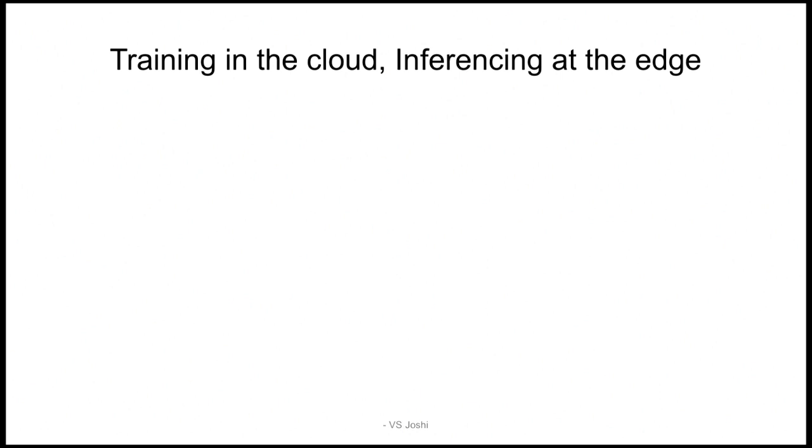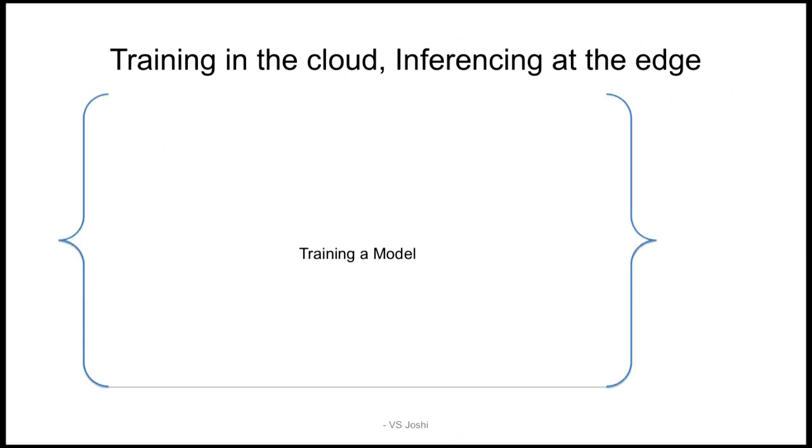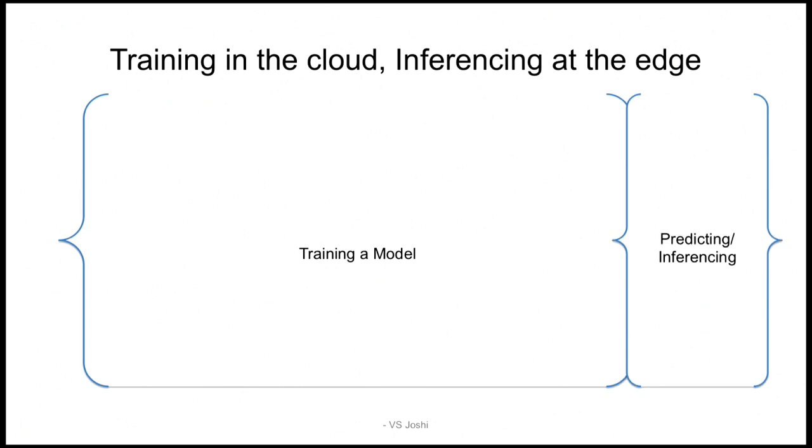Now, we talked about training a model and inferencing at the edge. Can we separate these two things? Can the training happen somewhere else, and the inferencing somewhere else? In cloud AI, training and inferencing were both happening in the cloud. But if you keep training and inferencing at the edge, there is a problem of computing resources and computing power. So can we have some part in the cloud and some part at the edge?